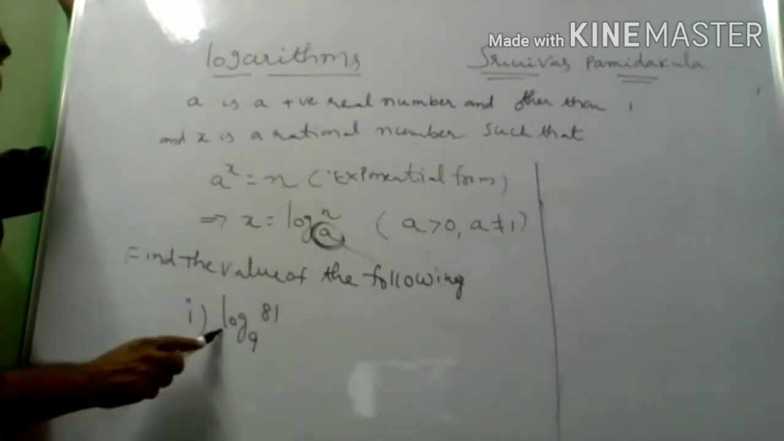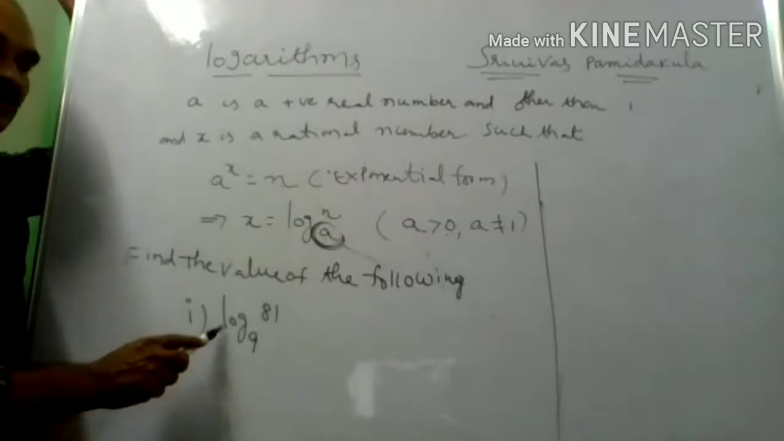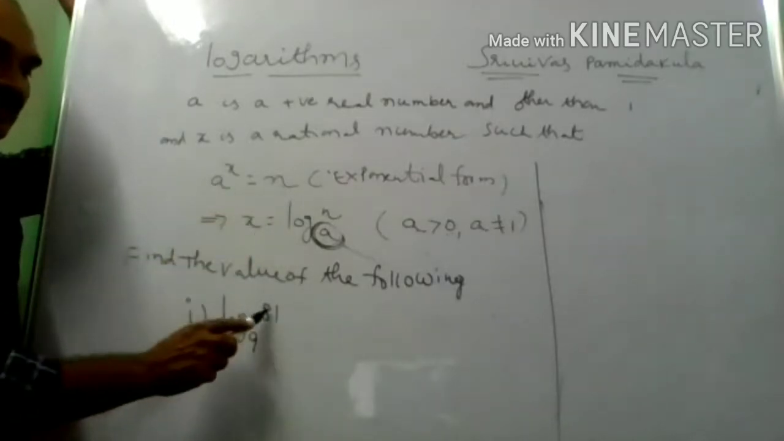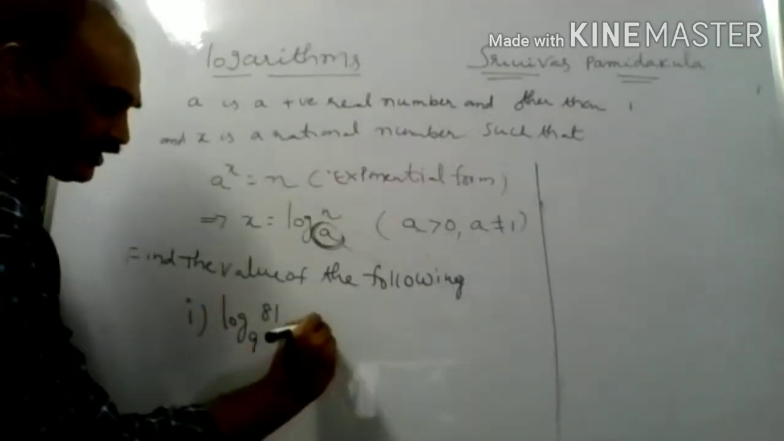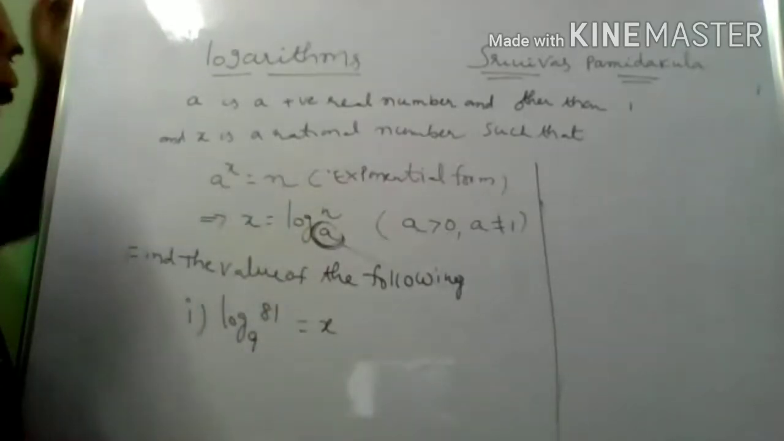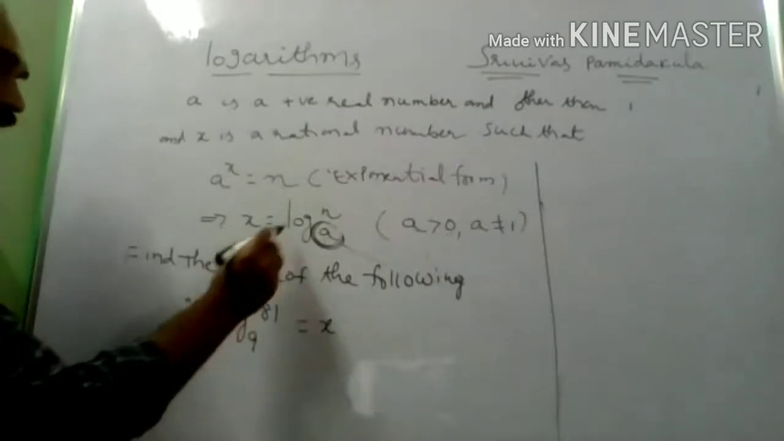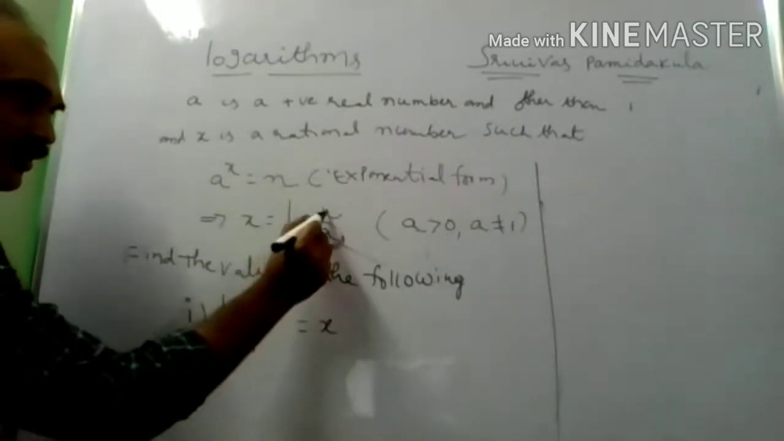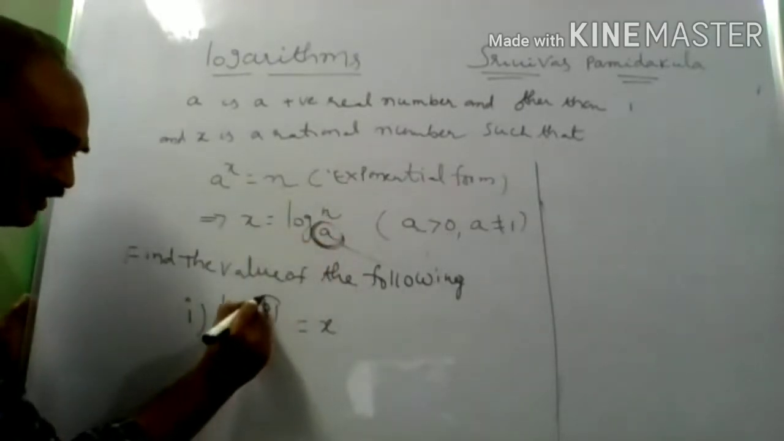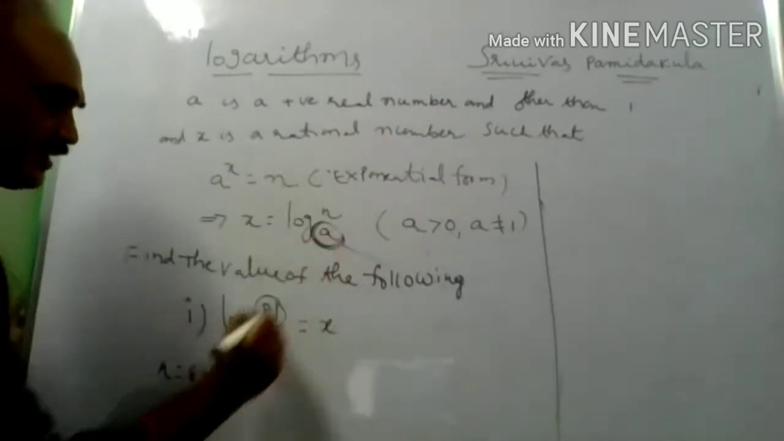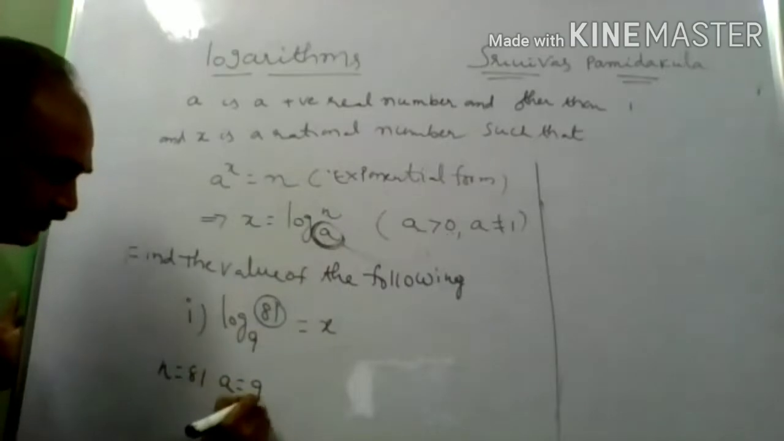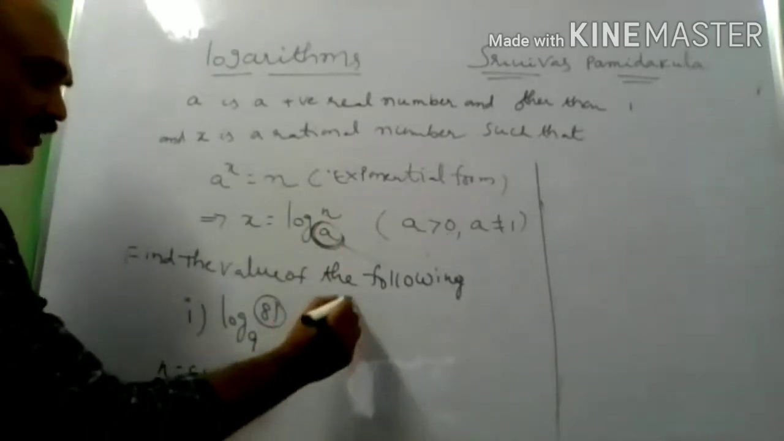Students, this is a logarithm form and this is exponential form. For log 81 to the base 9, I am taking this value equal to x. This is the logarithm form: log n to the base a. Here n is equal to 81, the base a is equal to 9, and x is x.